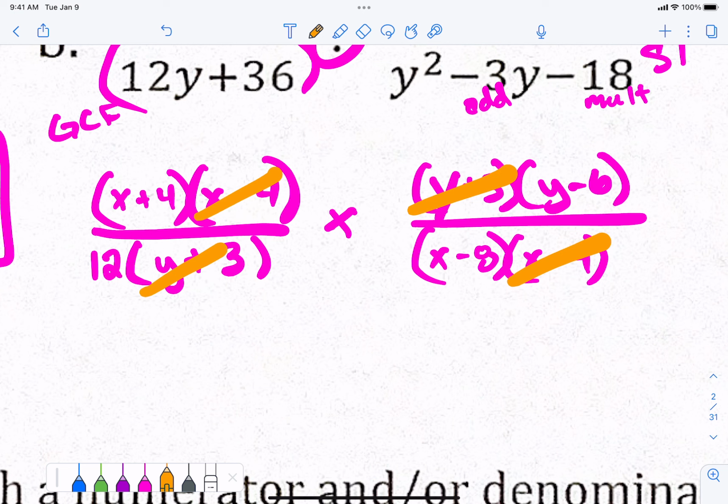Okay, question. Everybody look at this real quick. Can this 12 cancel with this 6? This 12 isn't trapped. But the 6 is, right? Isn't the 6 trapped with the y? So you cannot cancel the 12 and the 6 and reduce those. Got it? Okay? All right.